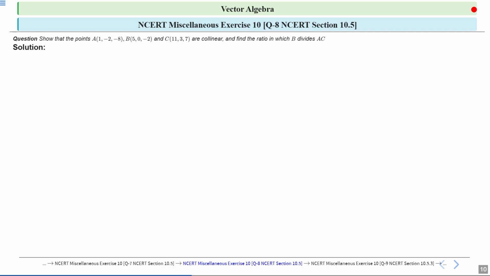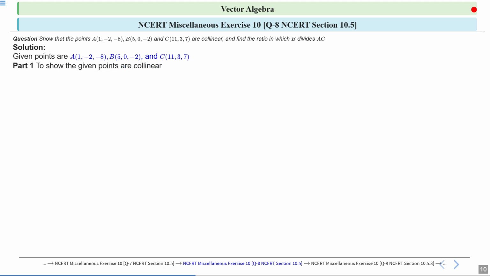The question asks us to show that the points A (1, -2, -8), B (5, 0, -2), and C (11, 3, 7) are collinear, and to find the ratio in which point B divides the line segment AC, right? So this is a classic example where we use position vectors and the concept of collinearity. The points are given as point A (1, -2, -8), point B (5, 0, -2), and point C (11, 3, 7).